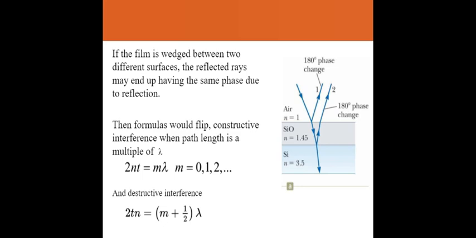And since they're emerging in phase, then constructive interference happens when the path length, which again is always twice the thickness of the film, is an integer multiple of the wavelength, and destructive interference is when it's a half wavelength multiple. So when both rays are relatively in phase, you can use these formulas for constructive and destructive, but when one of them's out of phase with the other, you flip the formulas.